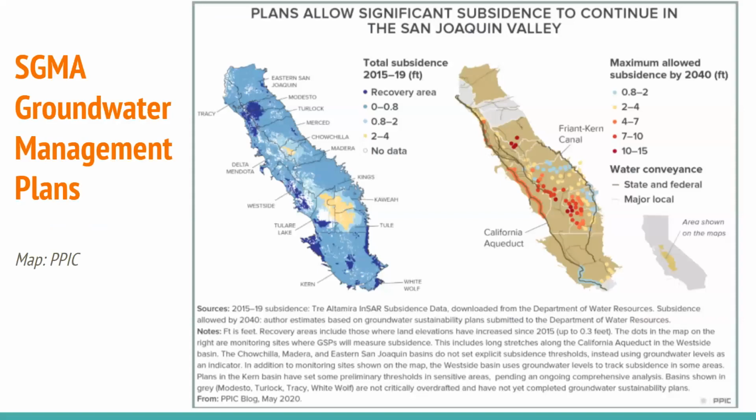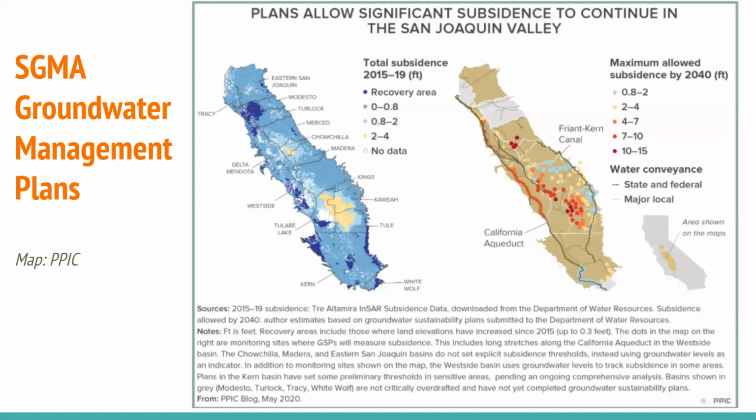While SGMA may protect groundwater and produce other benefits eventually, the challenge is that each groundwater sustainability agency, or GSA, has to come up with a groundwater management plan, which has to be approved by the state. Each GSA has about 20 years to come into compliance, which is plenty of time for real damage from subsidence to continue, especially in the era of climate change.